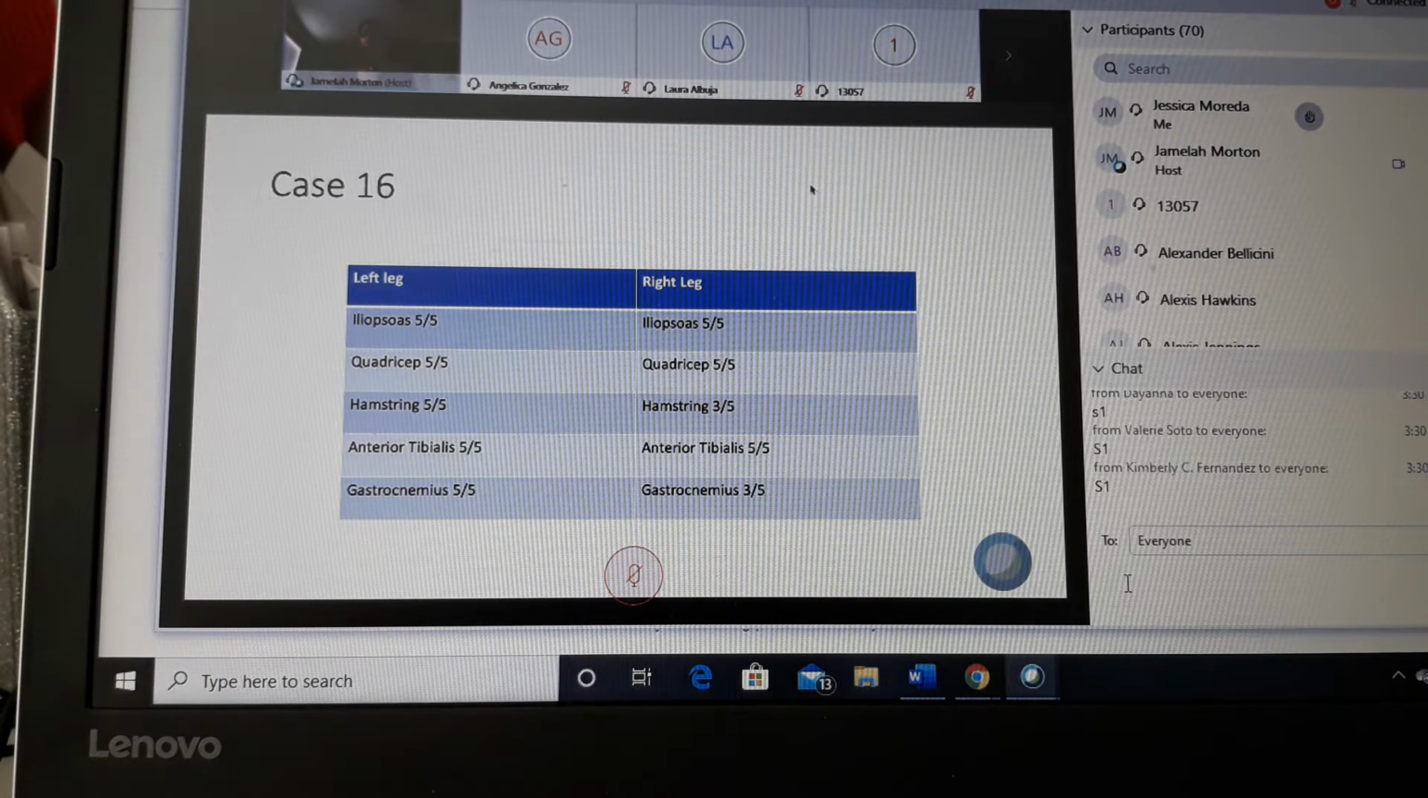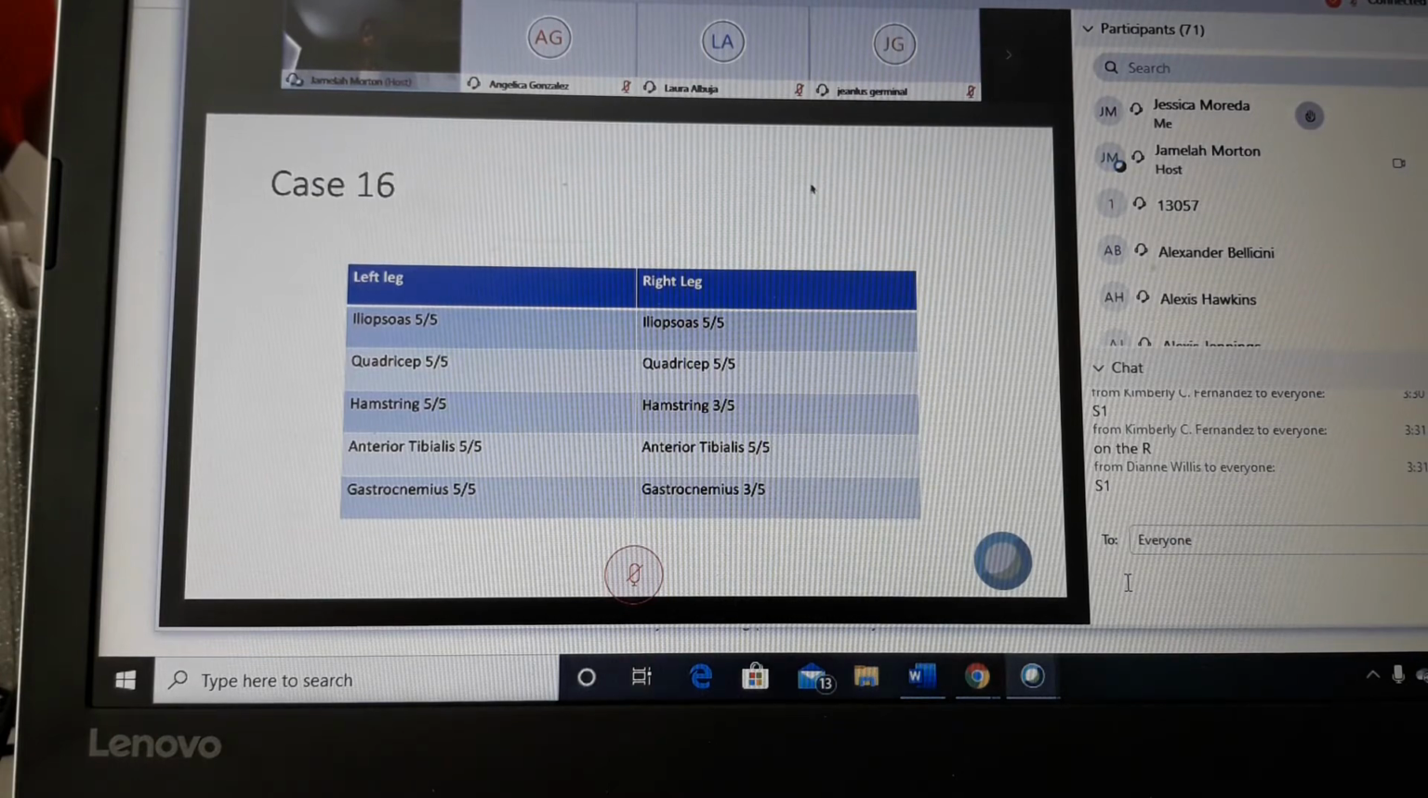Anterior tibialis on the left is 5 out of 5. Anterior tibialis on the right is 5 out of 5. Gastrocnemius on the left is 5 out of 5. Gastrocnemius on the right is 3 out of 5. Which nerve roots are being affected? S1? Yep, S1, for sure.